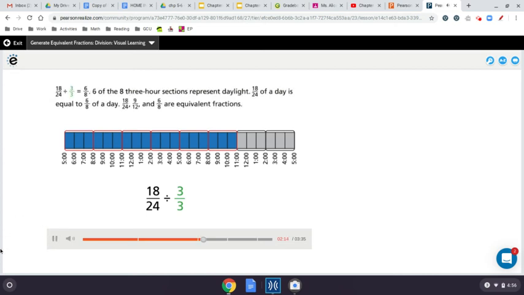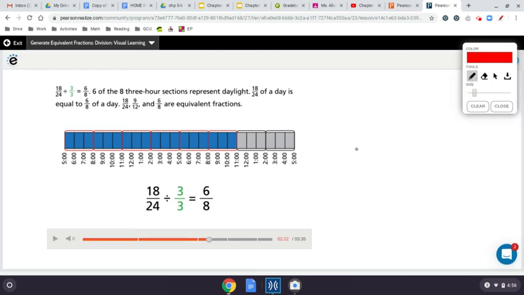18/24ths divided by 3/3 equals 6/8. 6 of the 8 3-hour sections represent daylight. Now, those are not the only numbers I can do here. If I know of other factors that 18 and 24 have in common, I can definitely divide by those numbers.